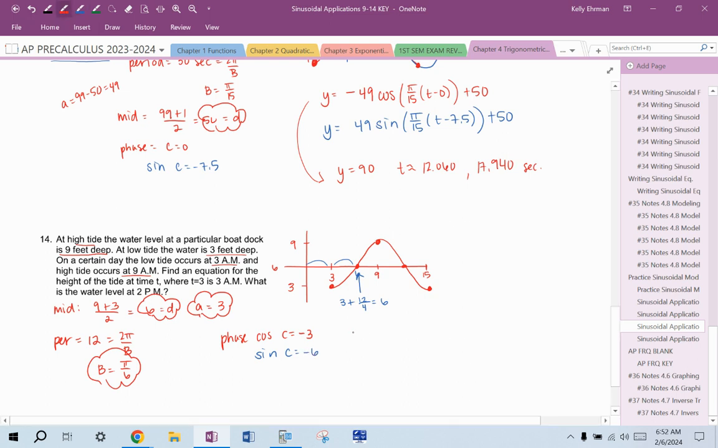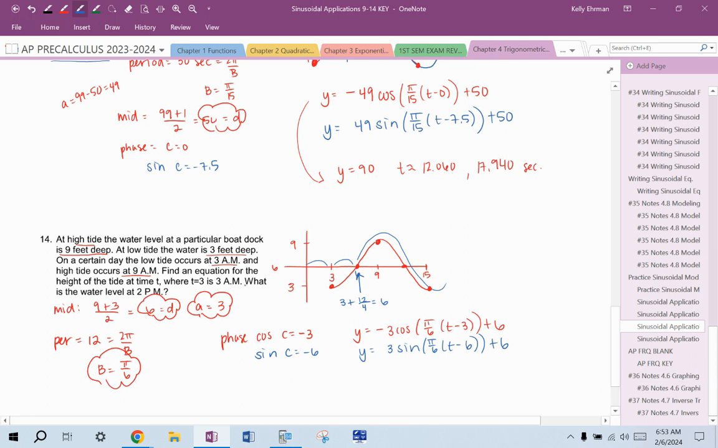Okay, let's write our models. So y is equal to, for the cosine curve, negative 3 cosine of pi over 6 times t minus 3 plus 6. If we're working with the sine curve that starts here, then that would be y equals positive 3 sine of pi over 6 times t minus 6 plus 6.